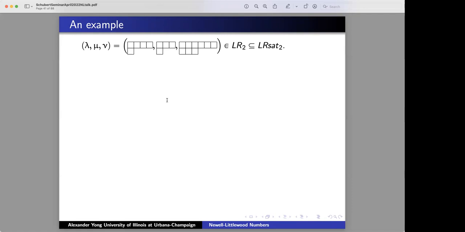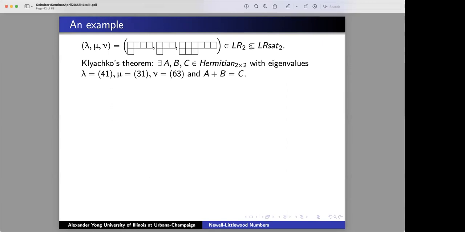Let lambda, mu, nu be these three partitions, 4-1, 3-1, and 6-3. And you can check using the Littlewood-Richardson rule that this times this has that as a constituent. Therefore, you are in LR2, which therefore means that you are in LR sat. And in fact, this containment is really an inequality due to Knutson and Tao. But we don't need that for the moment.